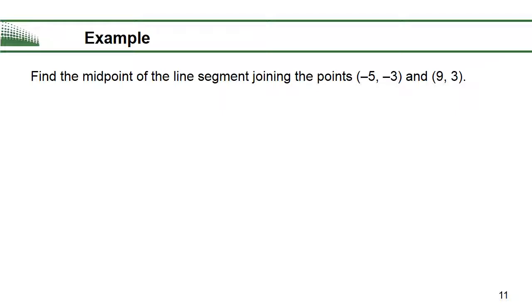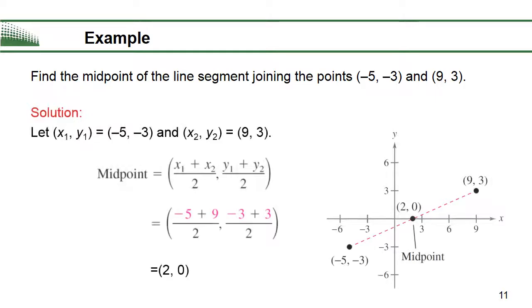Okay, try this example. See if you can find the midpoint of the line segment joining the points (-5, -3) and (9, 3). Pause the recording to try the problem. Resume the recording to check your answer. All right, here's our solution. Really, again, we're just plugging things into the midpoint formula. We're going to add the two x values together, -5 plus 9, and divide by 2. We're going to add the two y values together, -3 plus 3, and divide by 2. That gives us the point (2, 0), and you can see in the illustration how that falls right in the middle of the two given points.